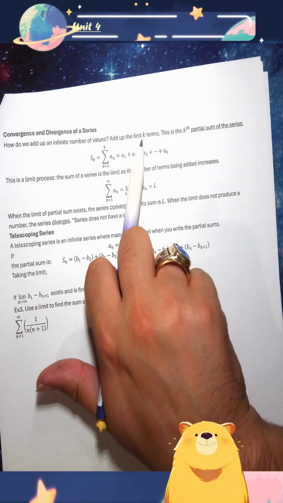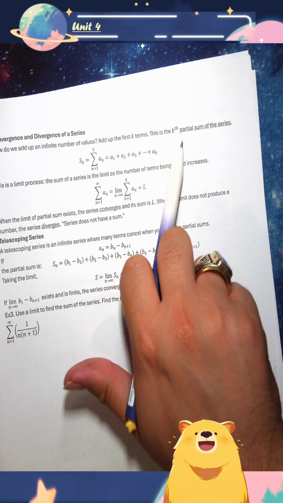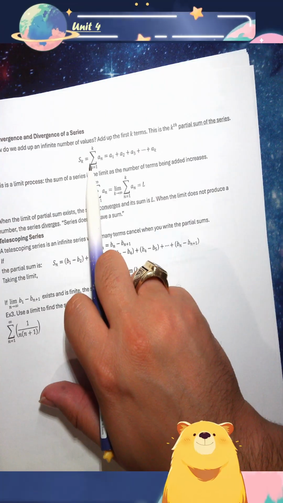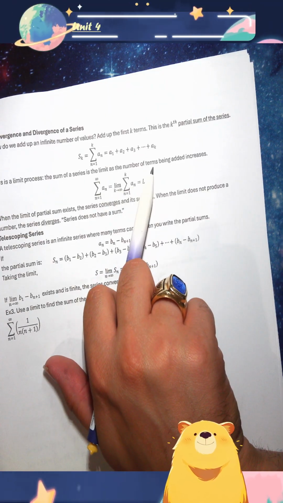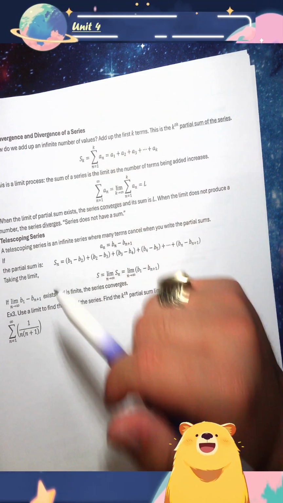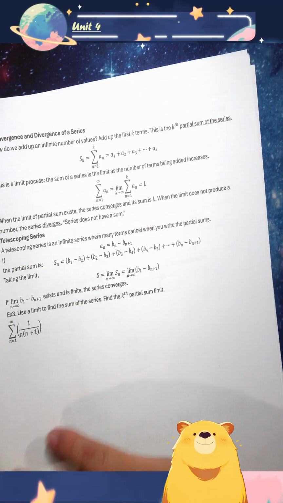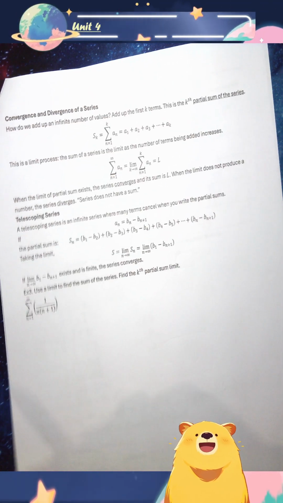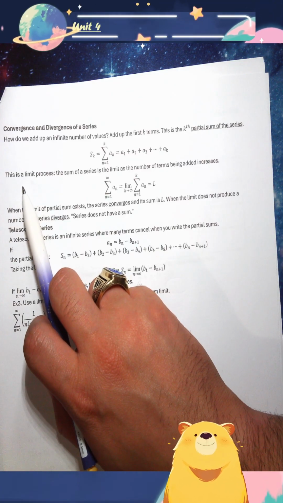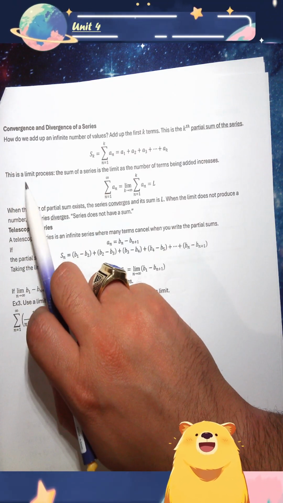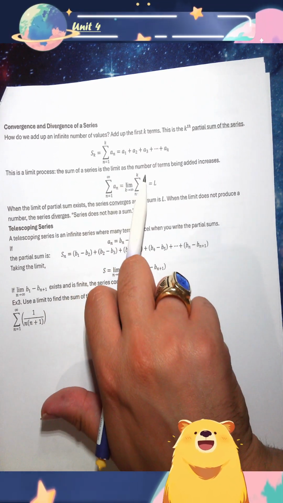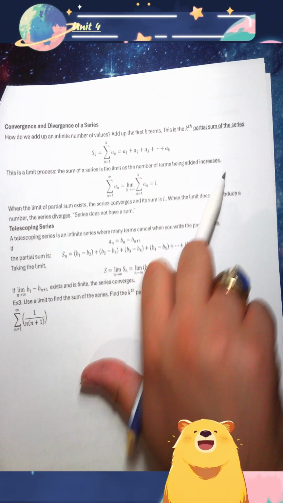Add up the first k terms. This is the kth partial sum of the series. So S_k is then equal to this. And this would technically be like a forward value of S1, S2, S3, etc. But this is the way that we're going to take the infinite sum of that. This is now a limit. The sum of the series is the limit as the number of terms being added increases.